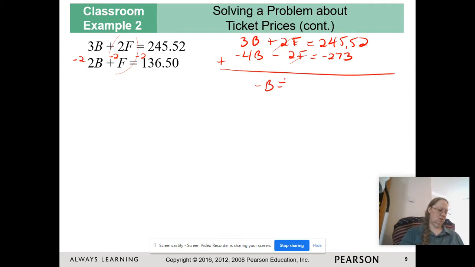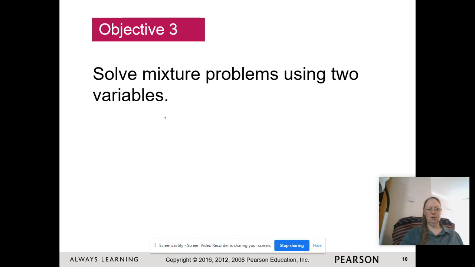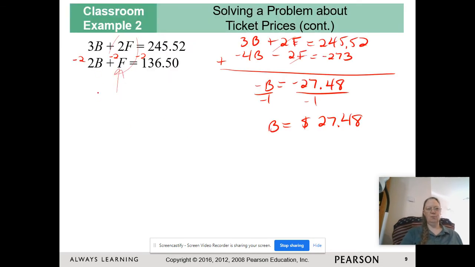And 245.52 minus 273 is -27.48. And then divide by -1. And a baseball ticket is going to cost $27.48 average. I'm going to take this and plug it into one of my original equations. I will probably use the bottom one.